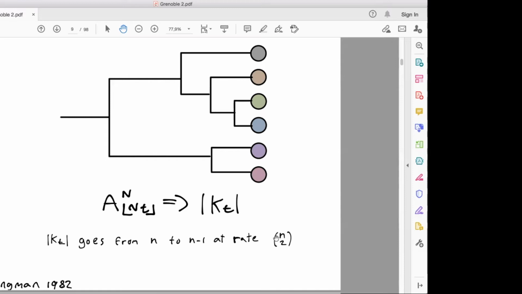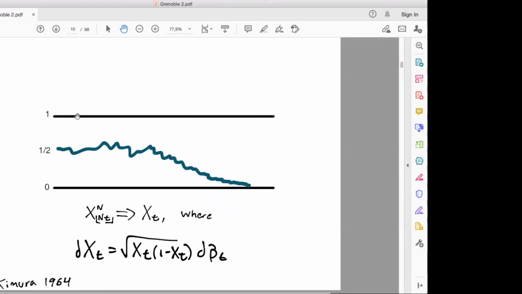So you lose an ancestral line at rate n choose 2. Something interesting here is that even if you start with a huge sample, you will have a lot of coalescence, and after a very short time, you will find a common ancestor. This idea of finding a common ancestor is dual to the idea of the frequency process being neutral. What do I mean by this?